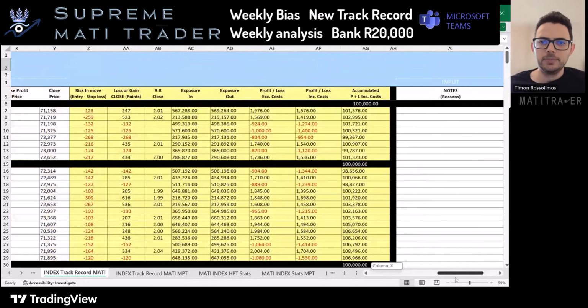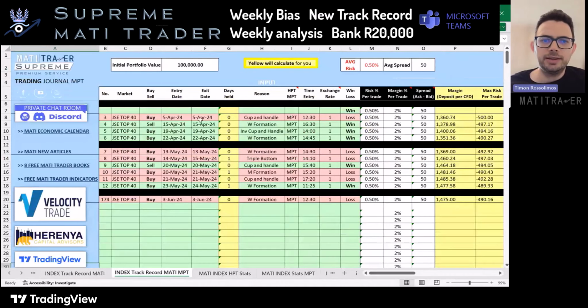Okay. So if we go to the MPT, you'll see that this is where I send out the medium probability trades. I do trade them on my own portfolio, but I risk 0.25%. Okay, very little. And it's just for your understanding of how medium probability trades work and why they have less likelihood to work out.